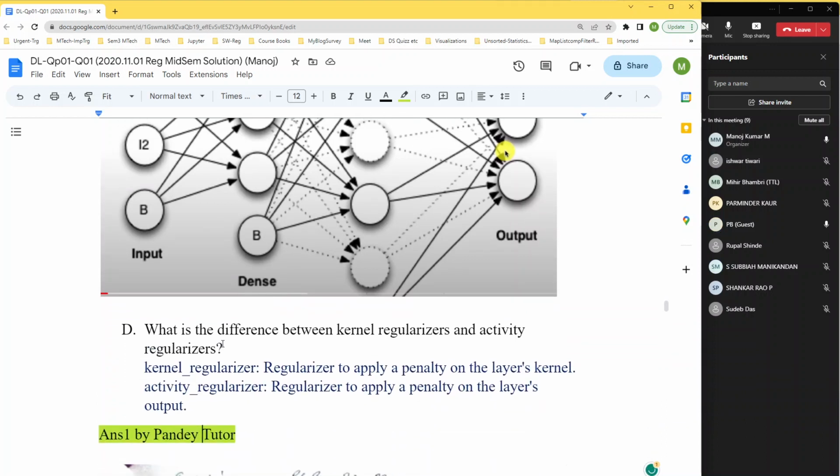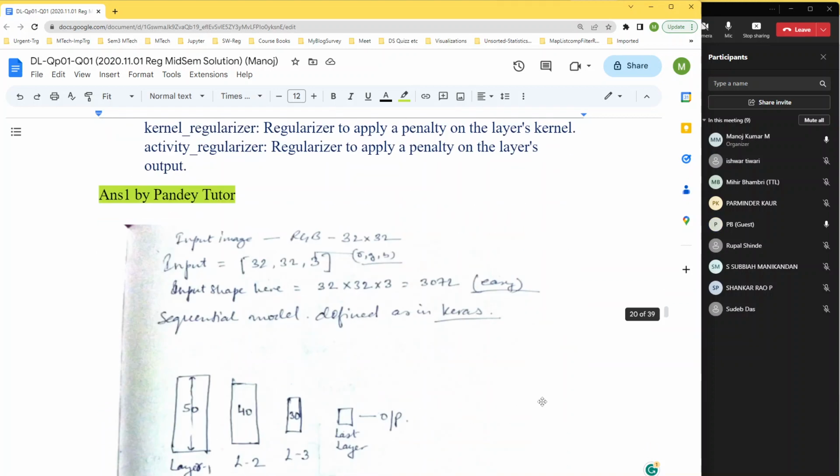Okay. The last question is, what is the difference between kernel regularization and activity regularizer? Actually, I don't know about it. I couldn't get the time to go through this. Kernel regularizer is to apply a penalty on the layer's kernel; activity regularizer on the layer's output.